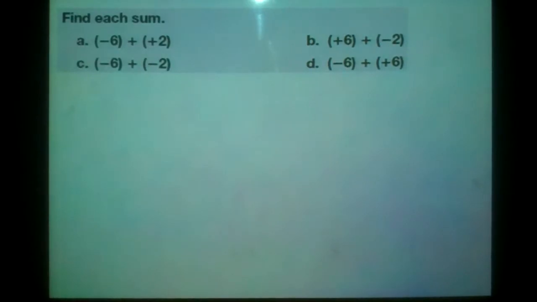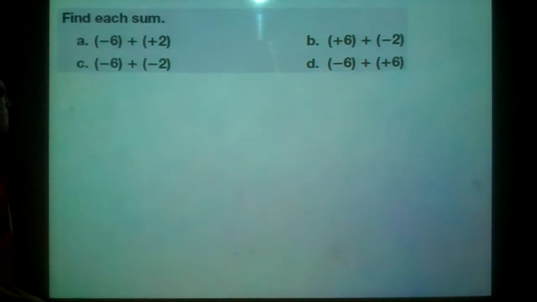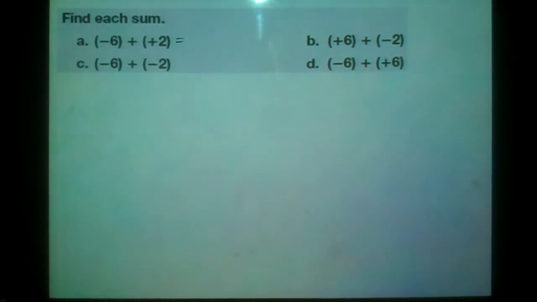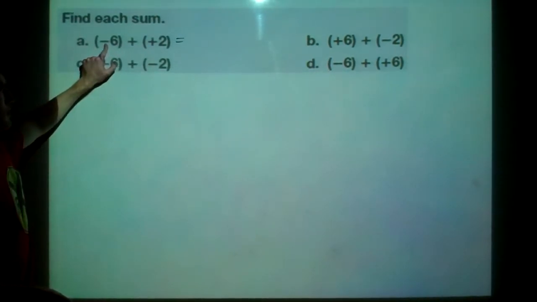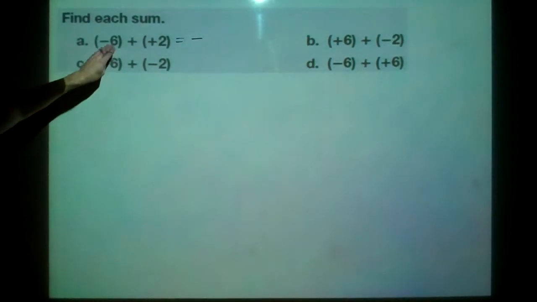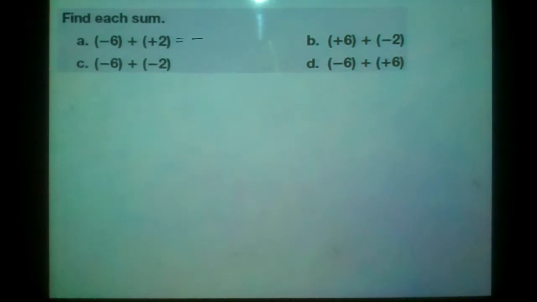Alright, so it tells us to find each sum. And remember, this is the very beginning of all this. We'll be getting more comfortable with this as the year goes. So here we have negative 6 plus positive 2. So without using the number line, let's try to think about this. Our bigger number, 6, has a negative. So we know we're going to get a negative answer. Because the bigger number is a negative, and we have a negative and a positive. So we will get a negative answer.